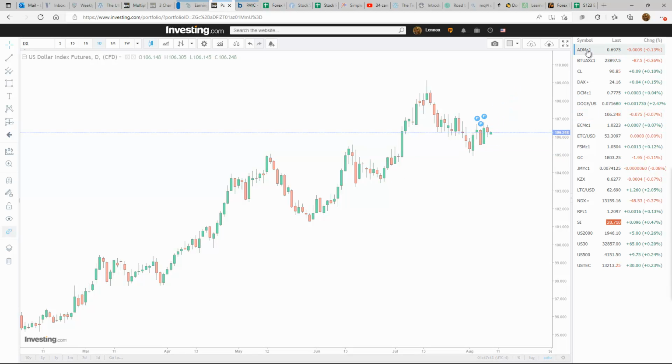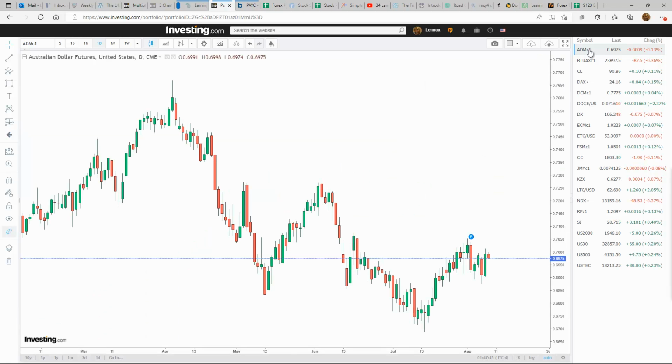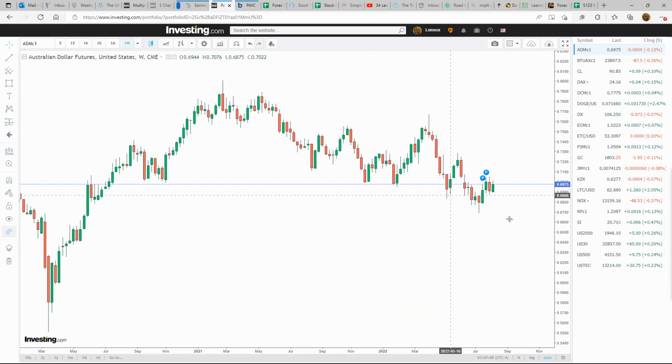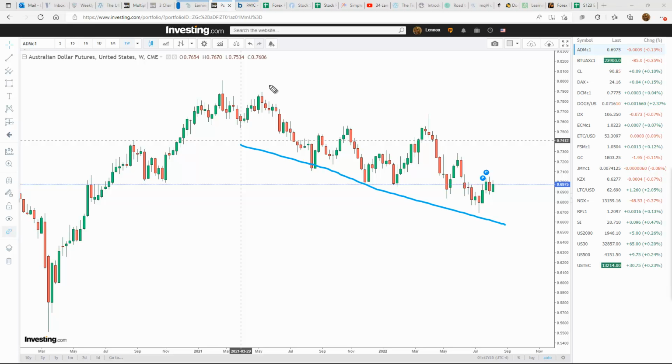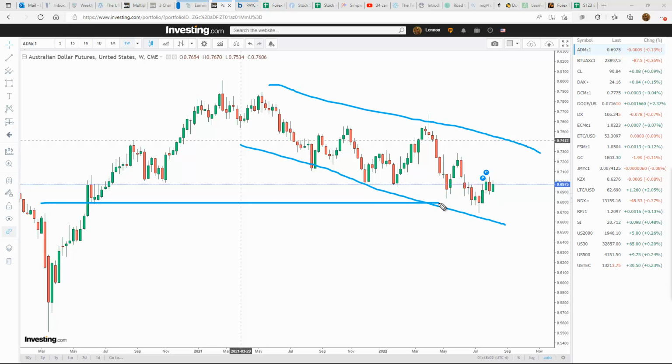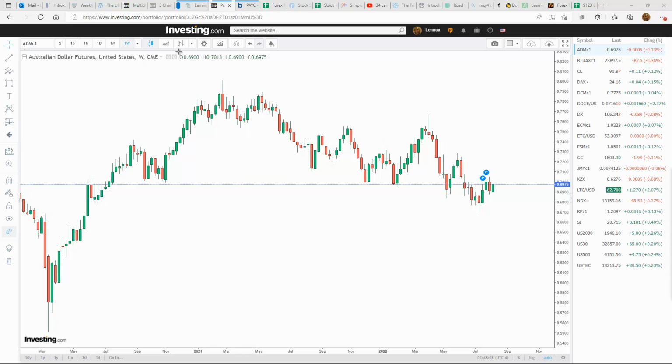All right, taking a look at the Aussie dollar. I'm going to go to the weekly. It has been inside of a channel going to the downside. We hit the bottom of this channel at previous resistance and support, and are bouncing. So a little bit of strength for the Aussie at this point.